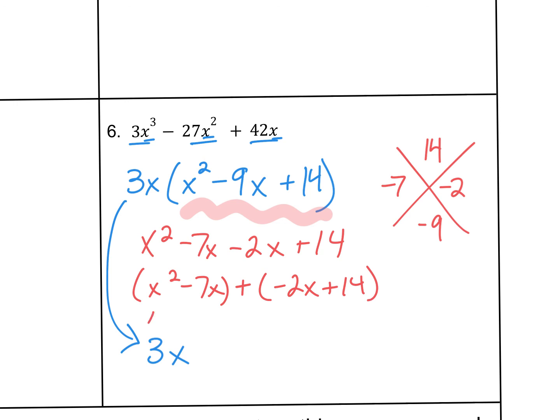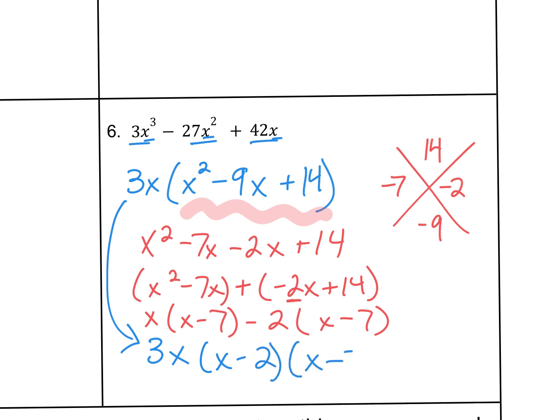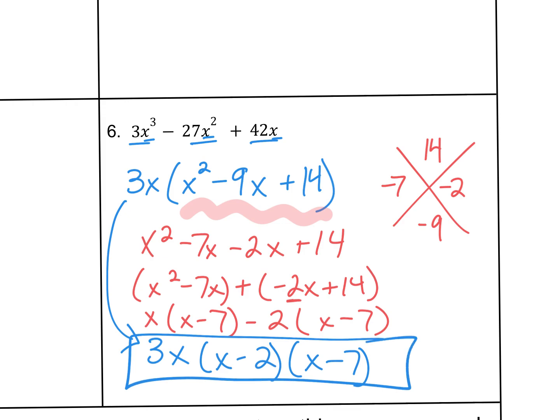The first 2 just have x in common. I'm left with x minus 7. The next 2, since this leading term's negative, and they both have a 2, I'm going to take out a negative 2, and I'm left with x minus 7. So my final answer is 3x times my outsides, x minus 2, times my insides, x minus 7. And that is it, my friends.